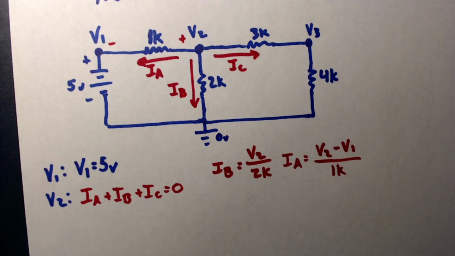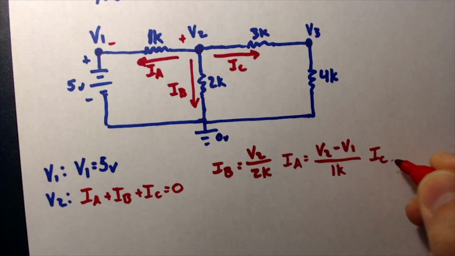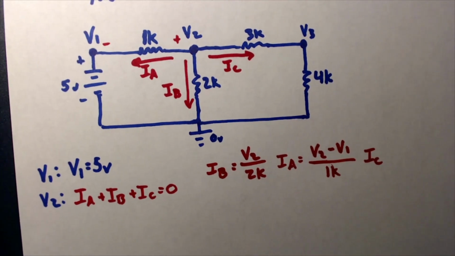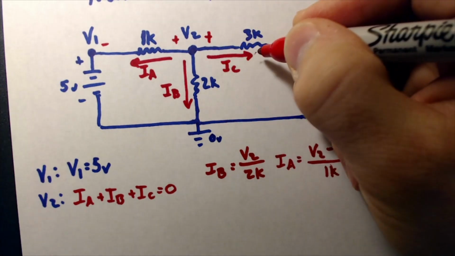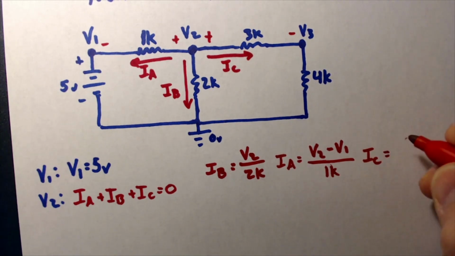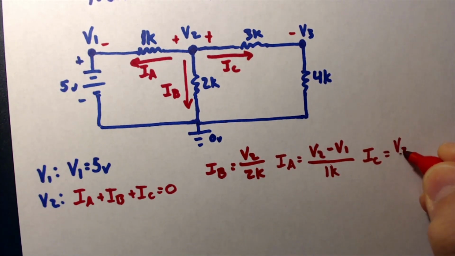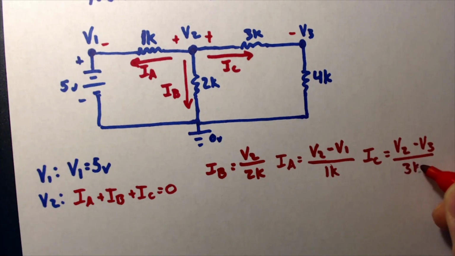Okay, so now we can plug all of this back into our original KCL expression. Oh, sorry, I forgot one more. We have to do IC. IC, I'll do the same thing. I'll let the current help me out here. Current always goes from higher to lower, plus and minus. So now I can say IC is equal to V2 minus V3. Divide all of that by 3K. And I have my IC current.